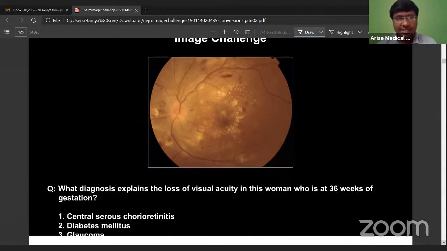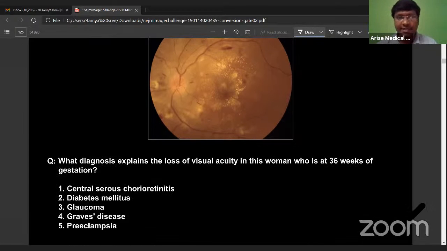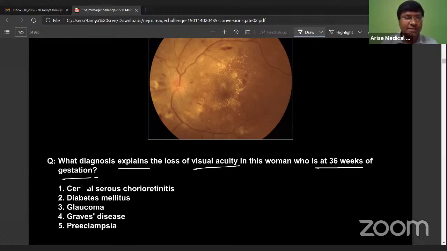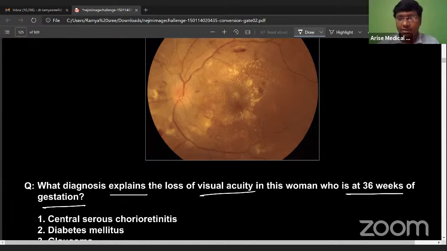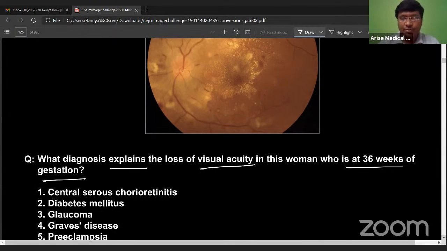Now this is another challenge, a really interesting question. What diagnosis explains the loss of visual acuity in this woman who is at 36 weeks of gestation? Central serous chorioretinitis, diabetes mellitus, glaucoma, Graves' disease, preeclampsia. Observe that fundus properly and then answer. Some of you should be able to tell me what you are seeing within the fundus.